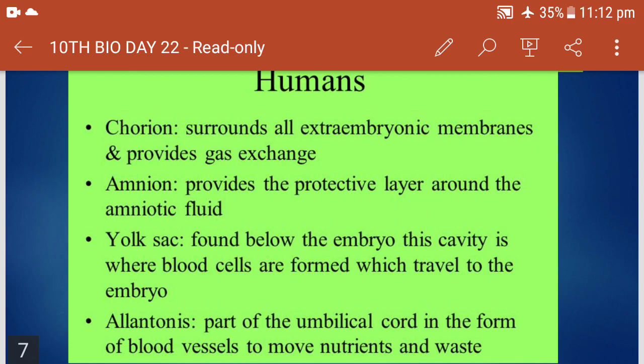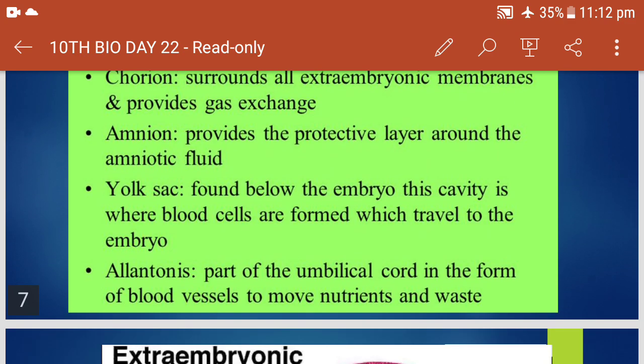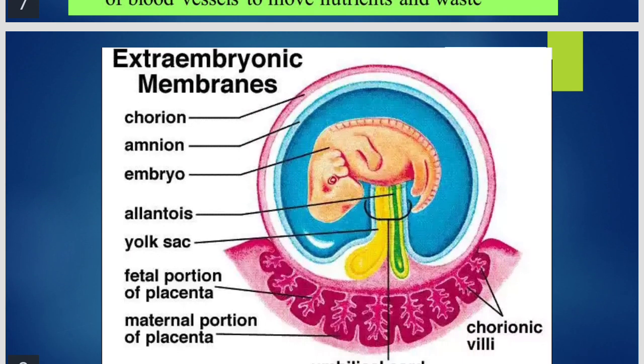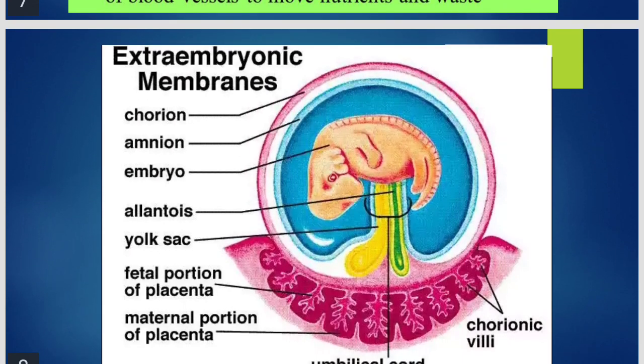Chorion surrounds all extraembryonic membranes and provides gas exchange. It is also helping the formation of the placenta. Amnion provides the protective layer around the amniotic fluid. Yolk sac is found below the embryo, and this cavity is where blood cells are formed which travel to the embryo. Allantois is a part of the umbilical cord in the form of blood vessels to move the nutrients and the waste materials. So these are the 4 extraembryonic membranes and their functions.